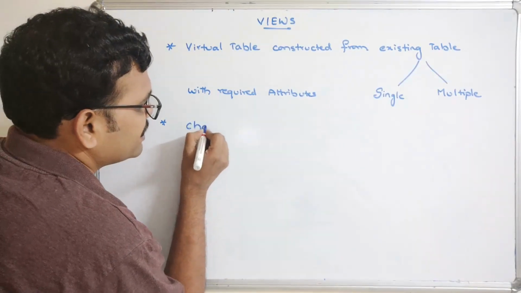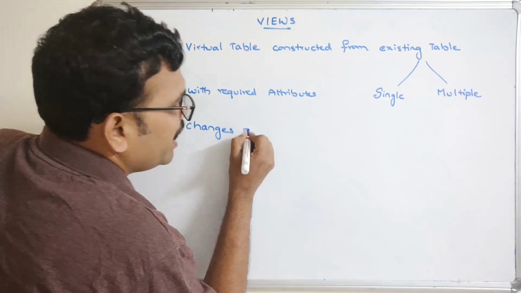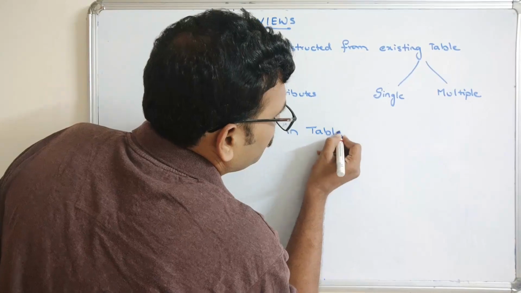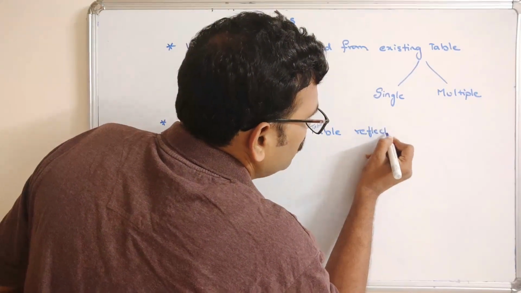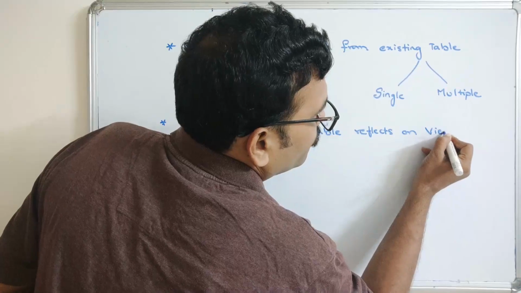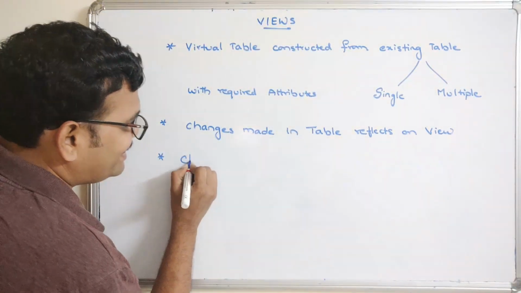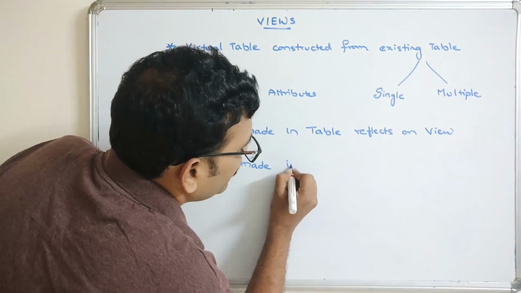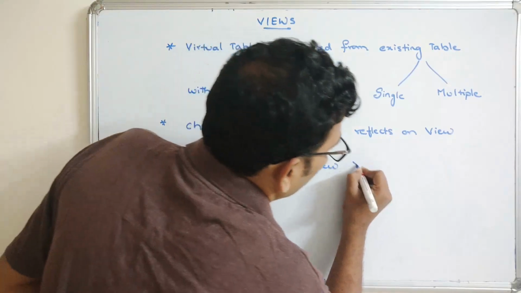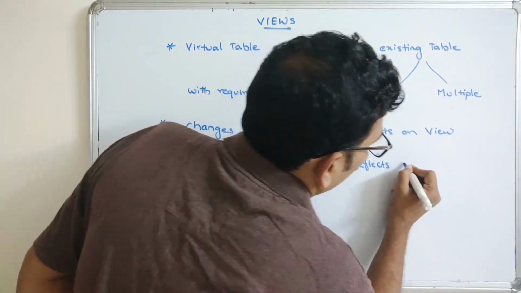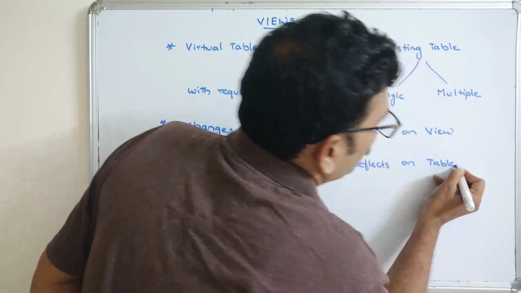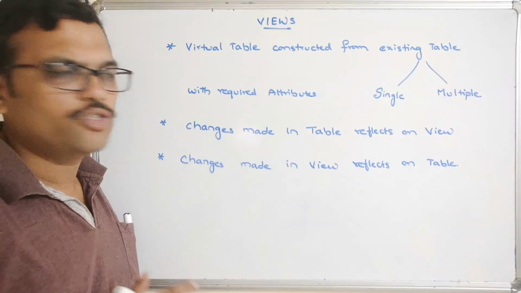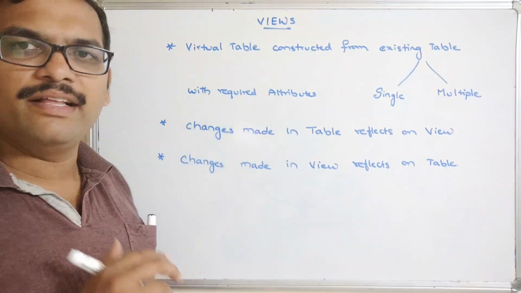So changes made in the table reflect on the view, and also changes made in a view reflect on the corresponding table, right? But the view is a virtual table. So what is the purpose of creating these views?